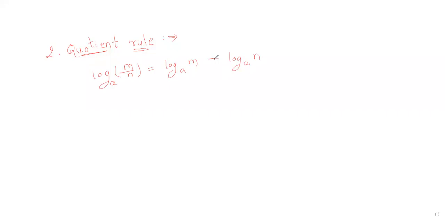In division, what did we do? We only took subtraction between these two logarithms: log of m to the base a minus log of n to the base a. And here also, m and n are positive real numbers.